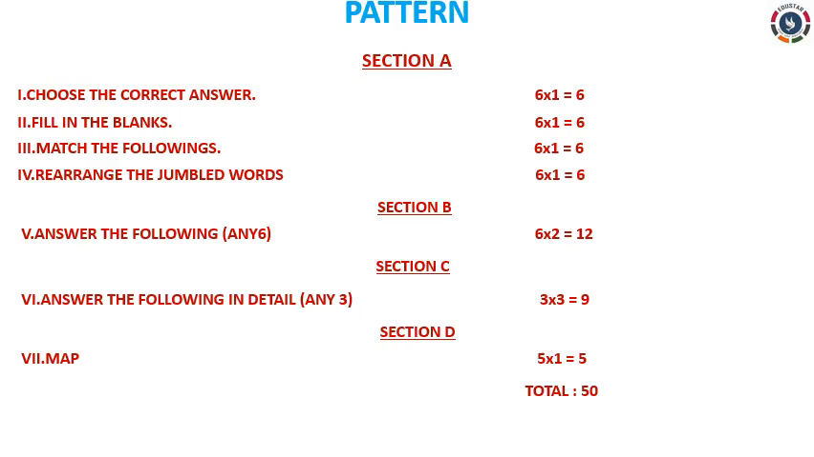Section B, Roman letter 5, answer the following. Choice will be given. Any 6 you have to write. 6 into 2 is equal to 12 marks. Section C, Roman letter 6, answer the following in detail. Choice will be given. You have to write any 3. 3 into 3 is equal to 9. Section D, Roman letter 7, map, 5 into 1 equal to 5. So totally 50 marks.